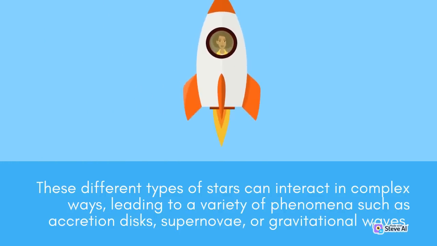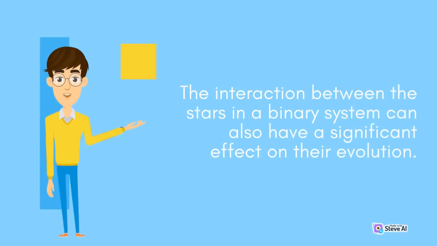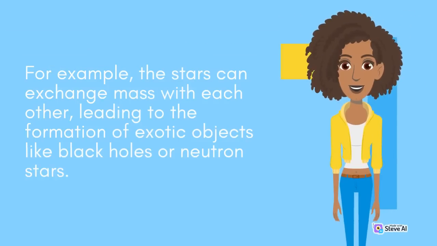These different types of stars can interact in complex ways, leading to a variety of phenomena such as accretion disks, supernovae, or gravitational waves. The interaction between the stars in a binary system can also have a significant effect on their evolution. For example, the stars can exchange mass with each other, leading to the formation of exotic objects like black holes or neutron stars.